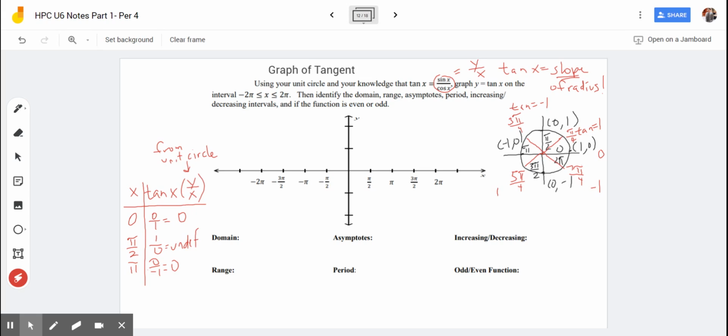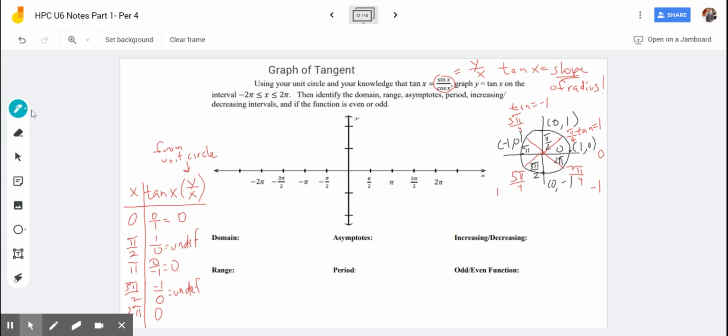And let's reiterate the point that it's a slope, right? At 0, the slope is 0. At pi over 2, we have a vertical slope. That's why it's undefined. At pi, we're back to a slope of 0. At 3 pi over 2, it's going to be negative 1 over 0, which is undefined. And if we look at the slope of the radius at 3 pi over 2, it's vertical. And then finally at 2 pi, we're back to 0. Okay, same as what we had here.